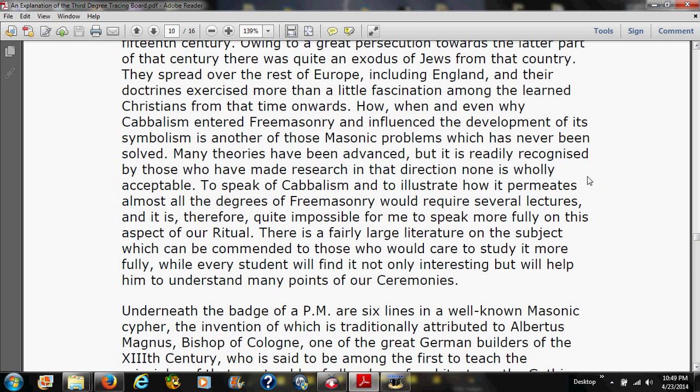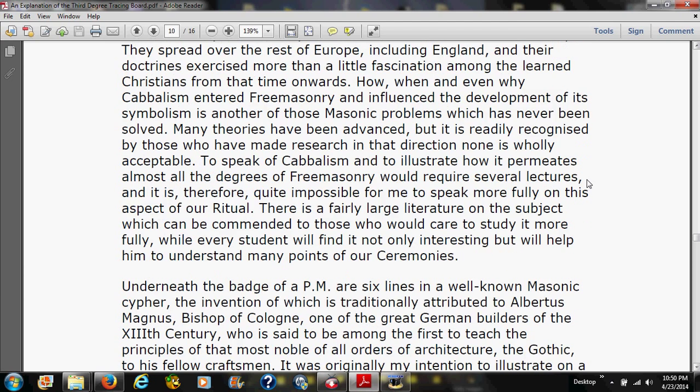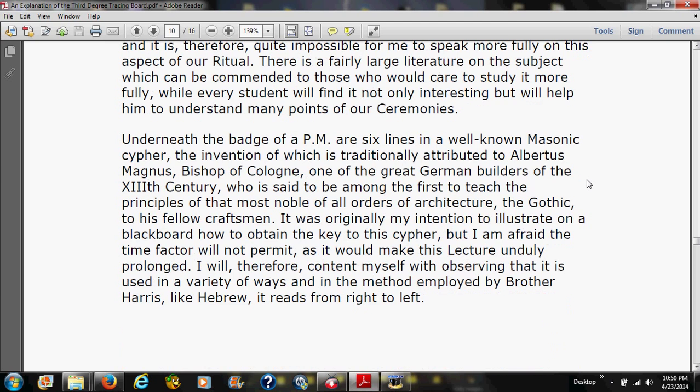To speak of Kabbalism and to illustrate how it permeates almost all the degrees of Freemasonry would require several lectures, and it is therefore quite impossible for me to speak more fully on this aspect of our ritual. There is a fairly large literature on the subject which can be commended to those who would care to study it more fully, while every student will find it not only interesting but will help him to understand the many points of our ceremonies.